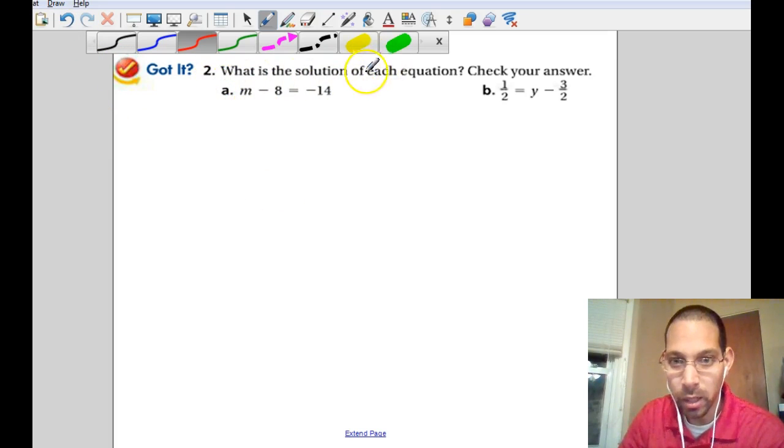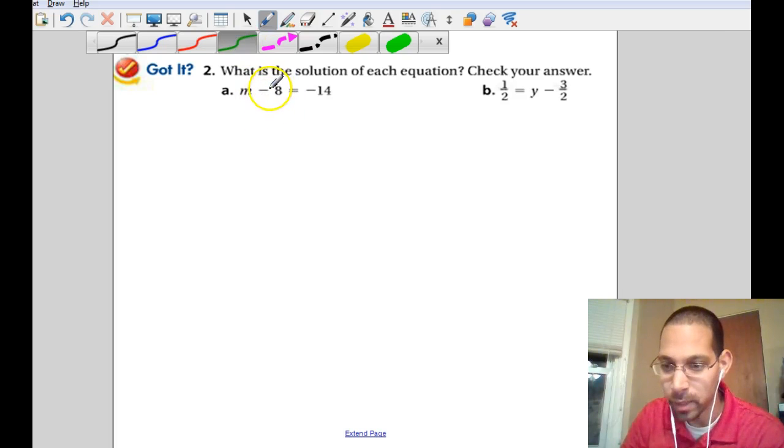What is the solution of the equation? So once again, try to get the m all by itself. You want to go ahead and subtract 8. Subtract 8 is what it's telling you to do, so you want to do the opposite. We're going to add 8. You do it to one side, you got to do it to the other side.